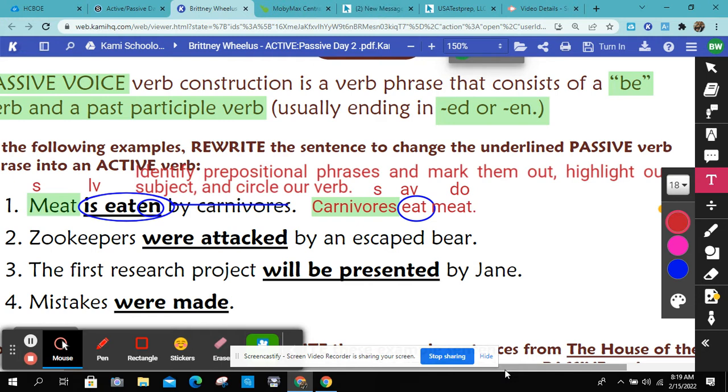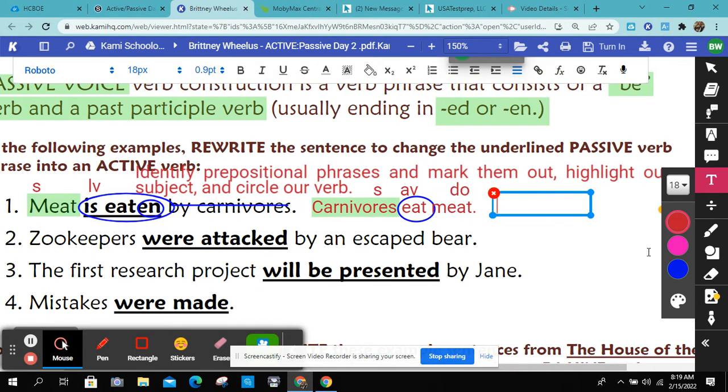They are capable of actually doing something. They are eating the meat. So the subject is doing the action. Okay? Therefore, this sentence right here is written in the active voice.